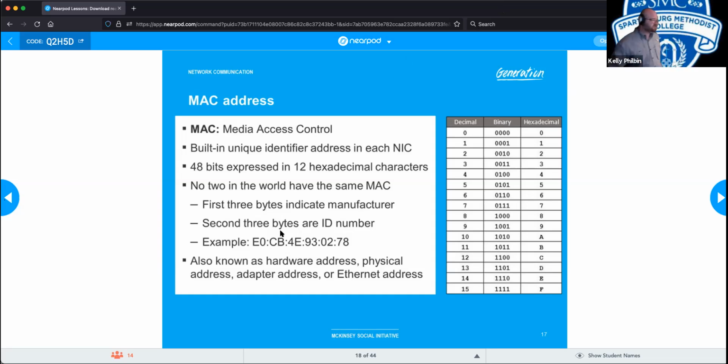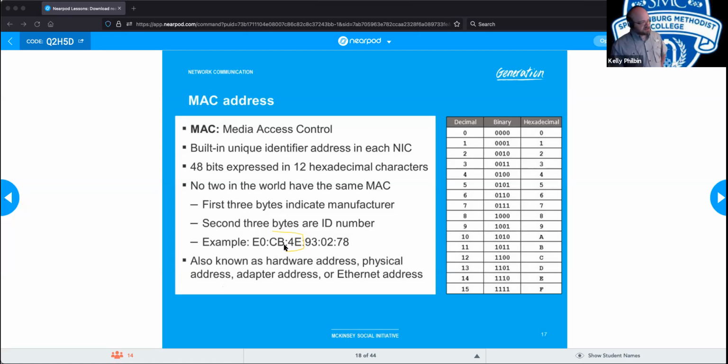So you can see a representation down here: E0CB4E930278, broken up by colons. You want to be able to identify that on site. That's what a MAC address looks like. The MAC address is broken up into 2 groups within the address itself. You have the first part of the MAC address, which is the first 3 bytes. This identifies who the manufacturer of that device is.